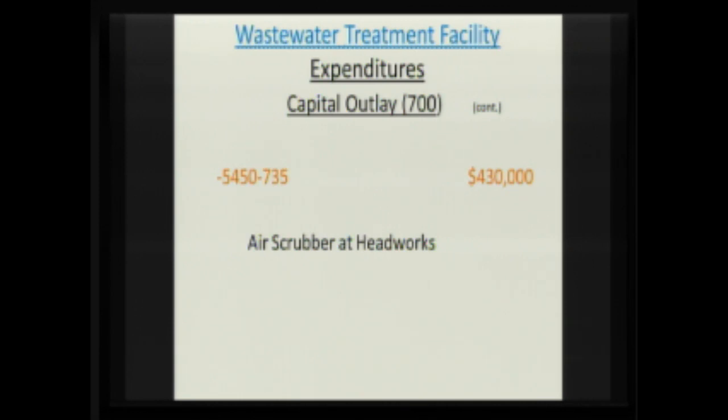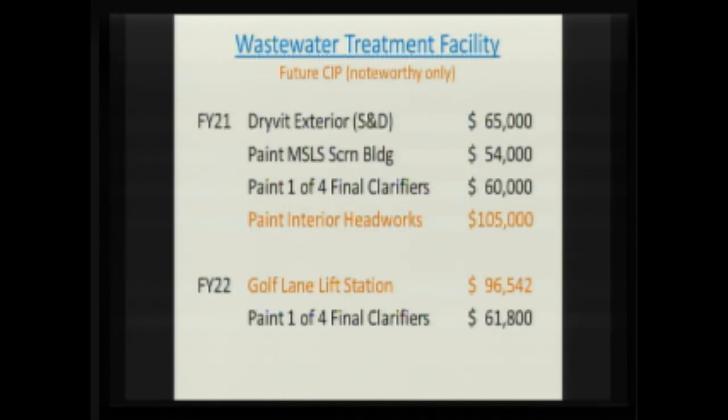Next slide. As a guy whose office sits right above your plant, I greatly appreciate that air scrubber. Okay, well, it'll do the job, we're sure of that.